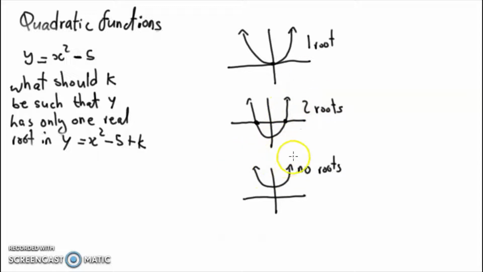So now that you have this knowledge, we can confidently attempt to do this question. So what should k be such that y has only one real root? For y to have only one real root, it would have to meet this criteria. If you look at this function here, it's a parabola as well, and it only touches the x-axis once. This means that it has only one root. So let's first draw this function and try to see if we can make it look like this one. Okay, I'm going to draw it here.